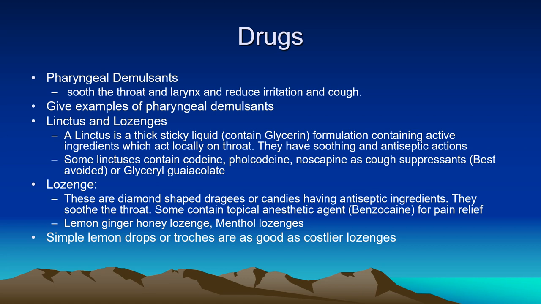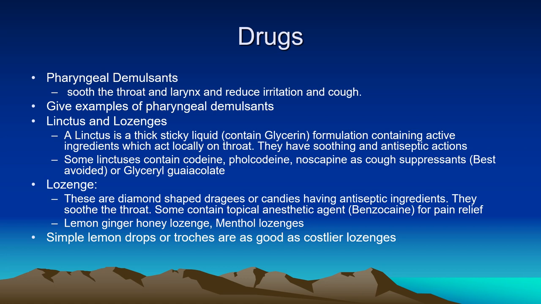Some linctuses contain codeine, pholcodine, noscapine, cough suppressants. They should best be avoided. Some also contain glyceryl guaiacolate, which is actually an expectorant, but some cough formulas have a mixture of this. A lozenge is a diamond-shaped candy, which is usually sucked and has antiseptic property. They again soothe the throat. Some contain topical anesthetic agents such as benzocaine for pain relief.